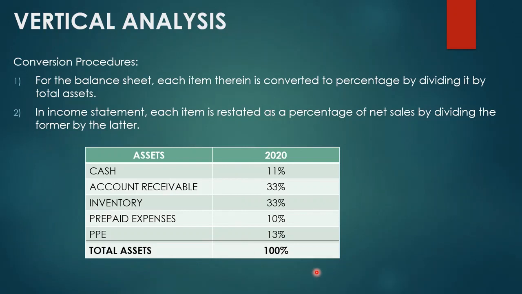Bakit? Para mas maintindihan mo yung component ng base total. Like for example, kita natin dito, ang cash is 11, AR and inventory is 33, rate is 10, equity is 13. Now, kung makikita natin dito, malaki yung AR and inventory. So, from that information, masasabi natin na itong company na to is a merchandising company. Bakit? Kasi kung makita natin dito, malaking component ng total assets nito is for accounts receivable and inventory, which is normal for a merchandising company.